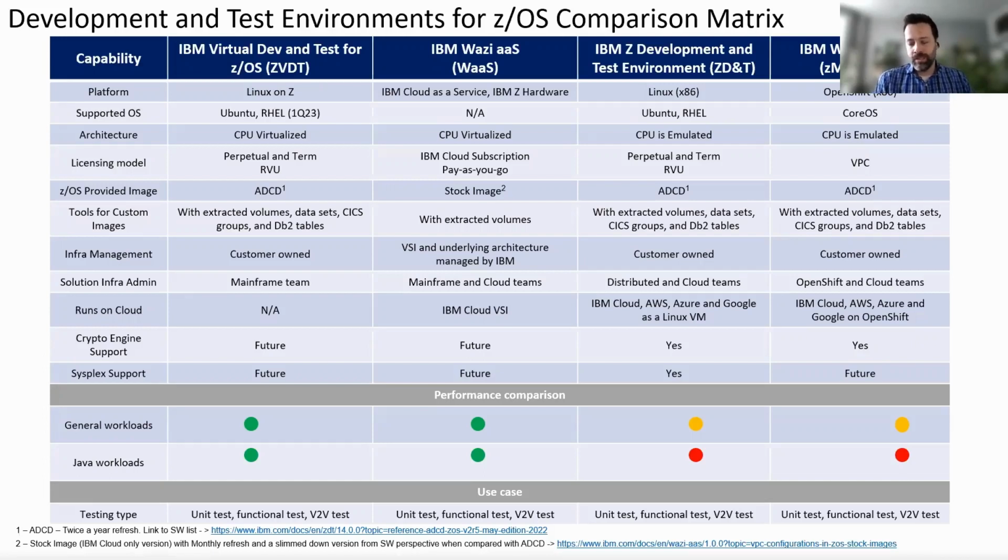Of course, with WASI as a Service, where it's in cloud, you don't have to deal with the physical resource aspect of it. You just go in and say, I want a zOS environment, and you'll get one. Whereas with the other ones, you have to deal with the physical hardware, whether it be your on-prem Linux on Z environments or x86 environments.